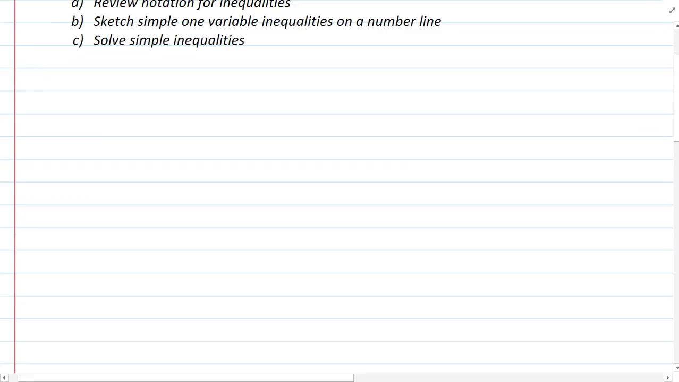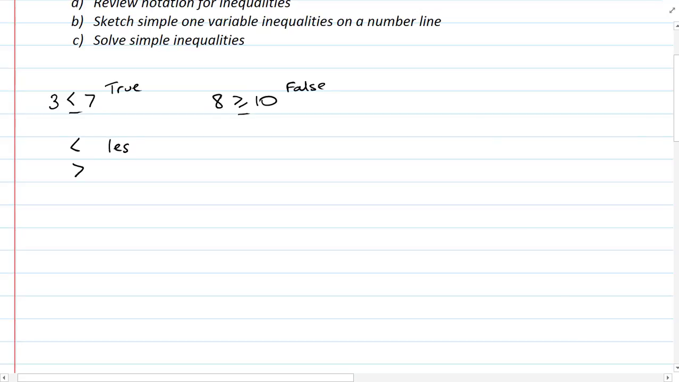So an inequality looks like this. 3 is less than 7. It's a statement of less than or equal to. Now we know that this inequality is true. There are some inequalities that would be untrue, such as 8 is greater than or equal to 10. These are the ideas behind it.